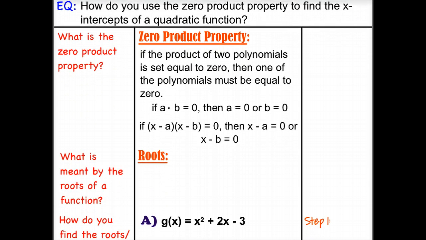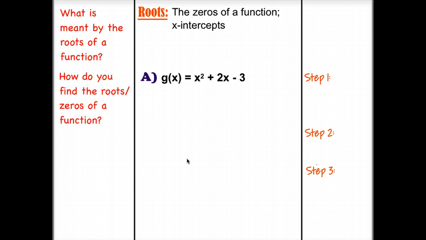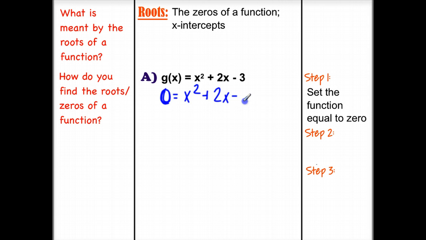Now a root is what we're going to find today. Those are the zeros of the function, those x-intercepts. So looking at finding the roots of a function, for instance, we have here g of x is equal to x squared plus 2x minus 3. And the first thing we're going to do is set the function equal to 0, which means we're actually going to replace that g of x with 0. So we have here 0 equals x squared plus 2x minus 3.